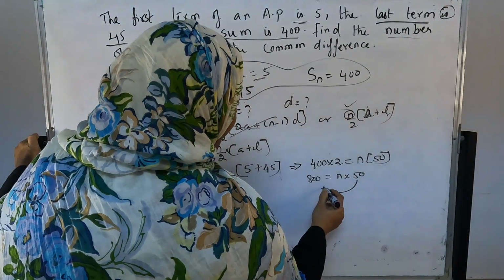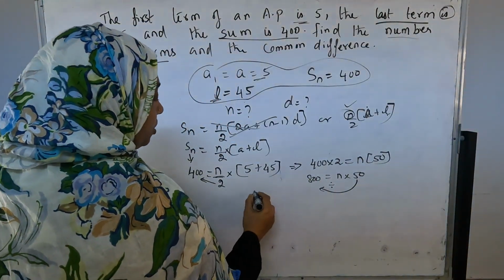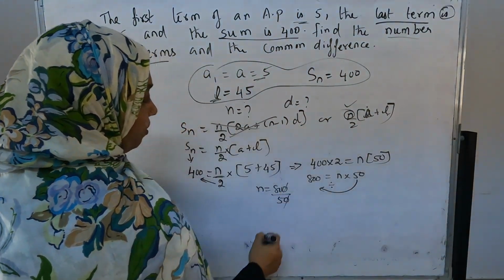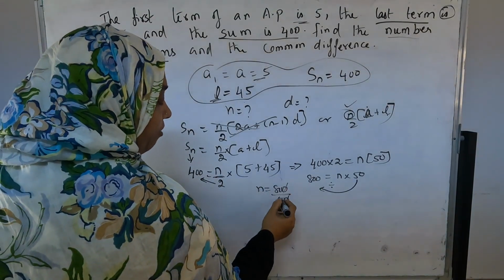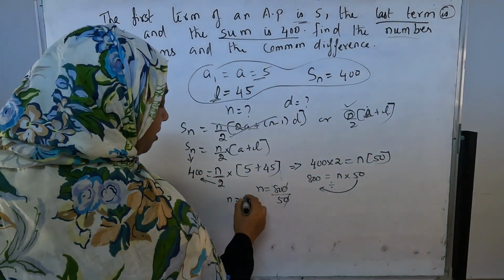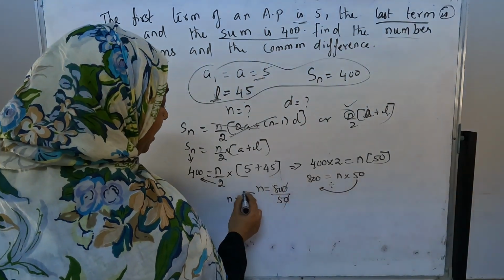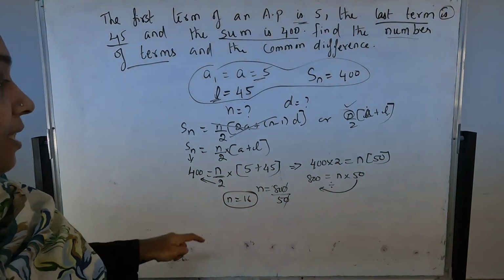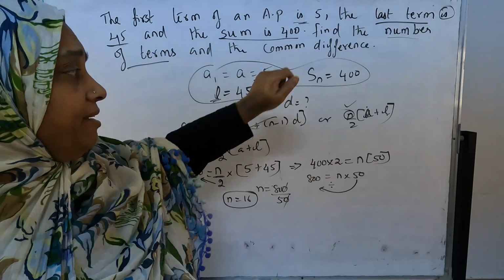This multiplication, coming to this side, is division. So n is equal to 800 by 50, the zeros cancel. So 5 ones are 5, now divide it. 5 ones are 5, balance is 3, 5 6s are 30. n is 16. The number of terms in this one is 16. Then we have to find the common difference.